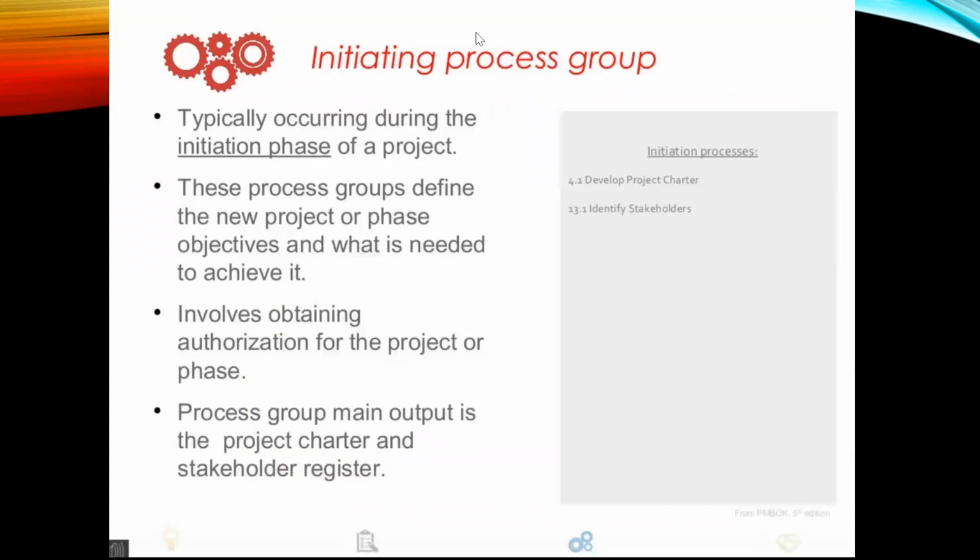To talk about the initiating process group, this typically occurs during the initiation phase of a project. This process group defines a new project or phase objectives that need to be achieved. It involves obtaining authorization for the project if needed. The main outputs of this process group are the project charter and the stakeholder register. So again, identification.